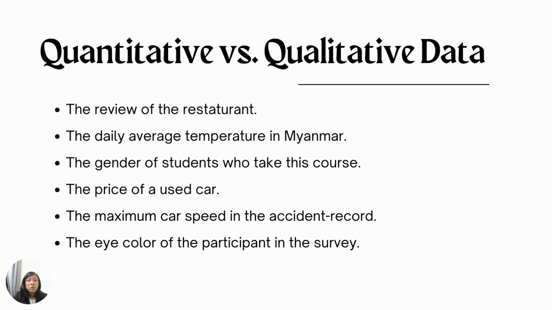Here, I have given you some examples to test your knowledge on quantitative and qualitative data. The review of restaurants. Here it is given in five levels, from very satisfied to very unsatisfied. So is this qualitative or quantitative data? Likewise, I have given you a few examples to check whether you understand quantitative and qualitative data. I want you to pause and think about it.